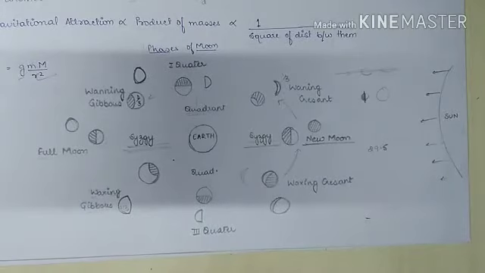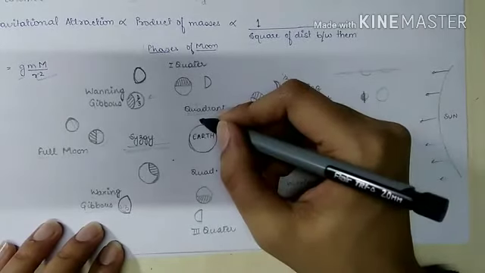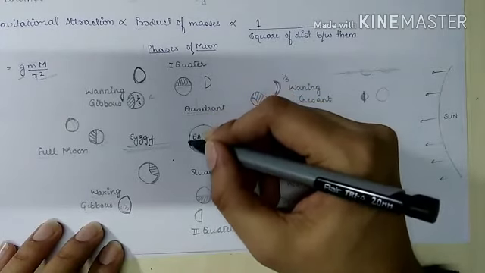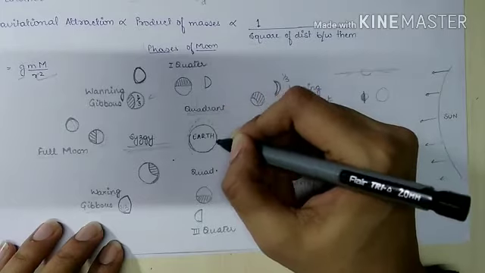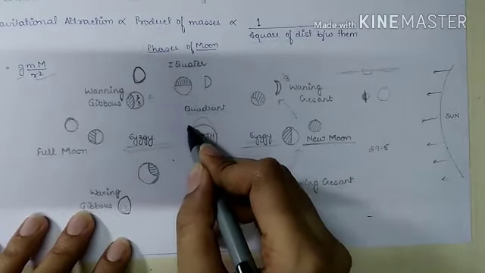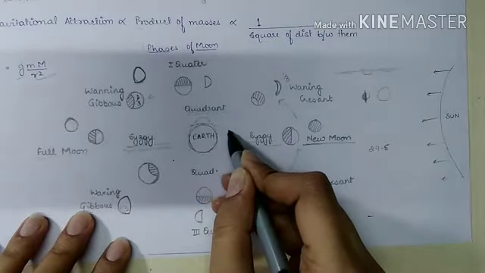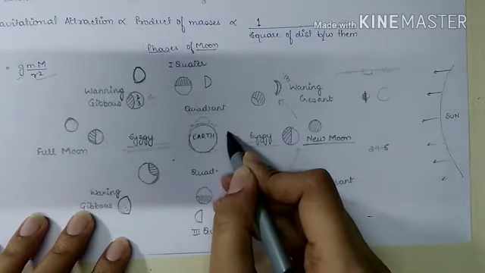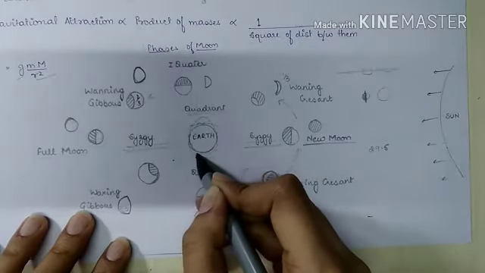Now during the situation of full moon and new moon, the earth experiences high tide, and during the situation of quadrature, low tides are experienced. So we have it like this: during quadrature, and during syzygy we have comparatively higher tides. If we consider this as the sea surface.